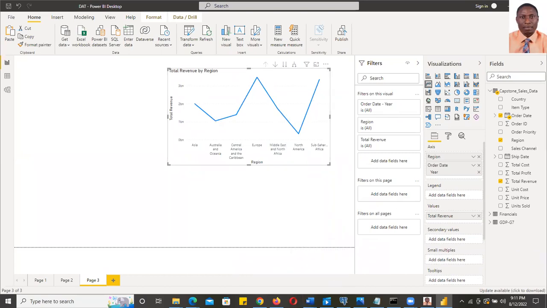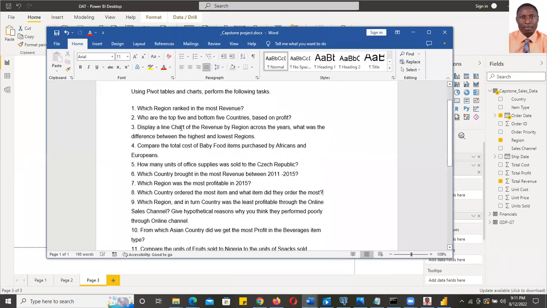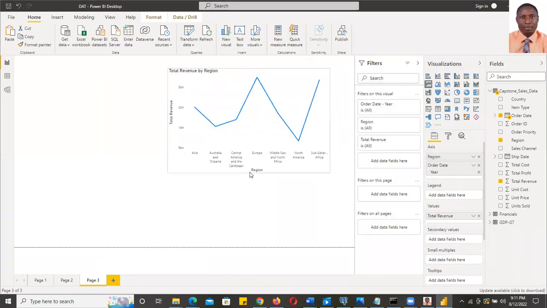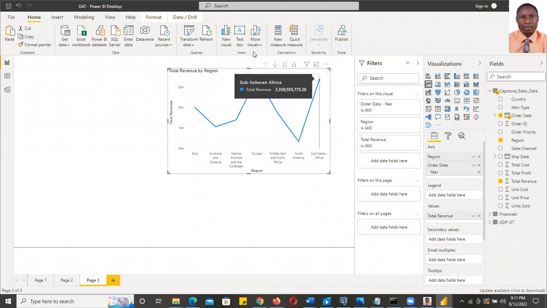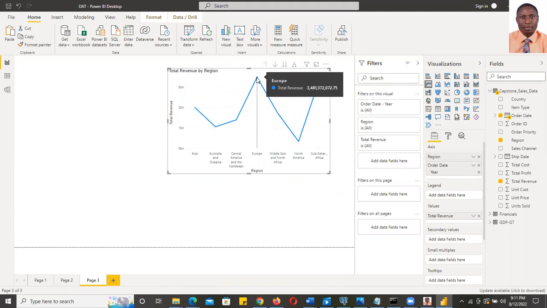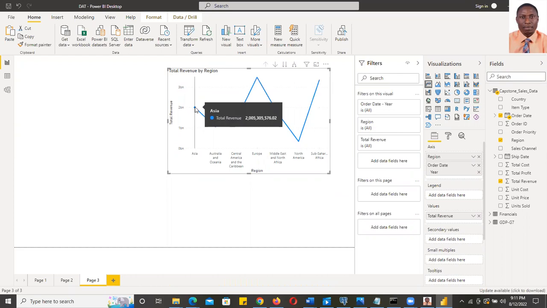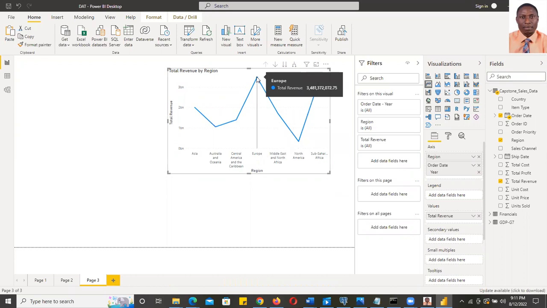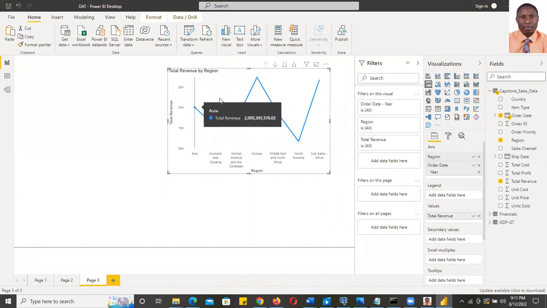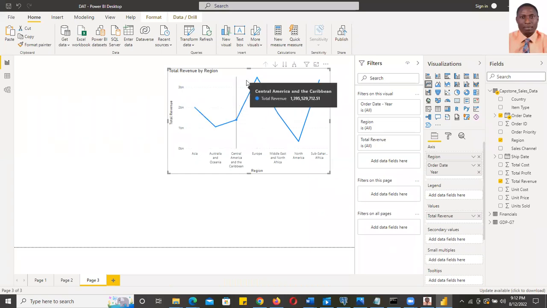And the question says, what was the difference between the highest and the lowest? Now, if you look at the highest, I think this is the highest. This is 3.481, which is Europe and Asia. And this is 2.005. So we can just use a calculator to quickly do that. This is the highest, and this is the lowest. So we just take the difference between the two.